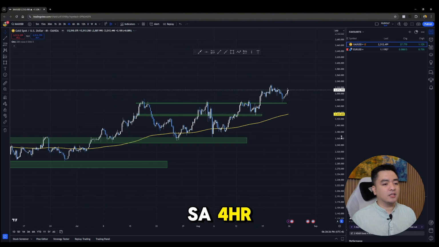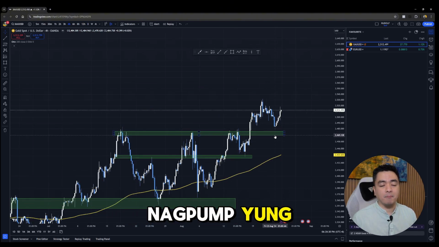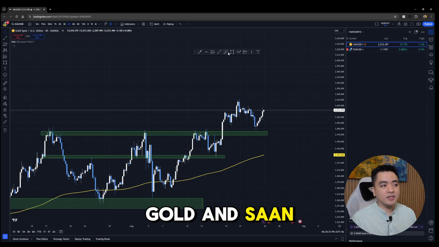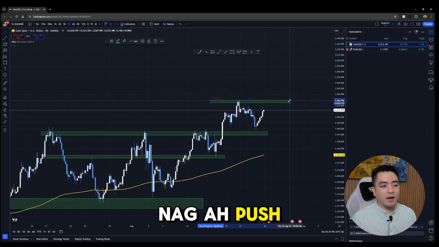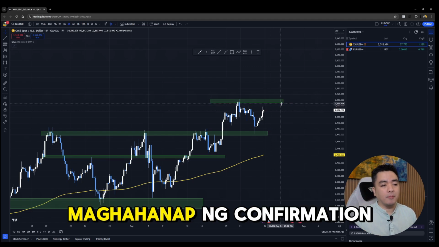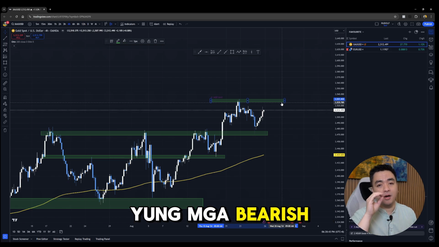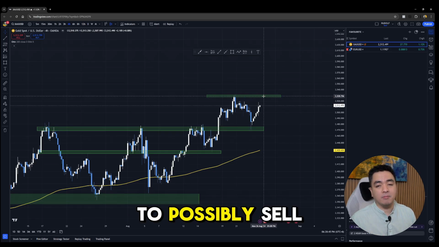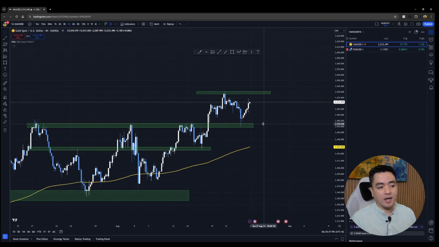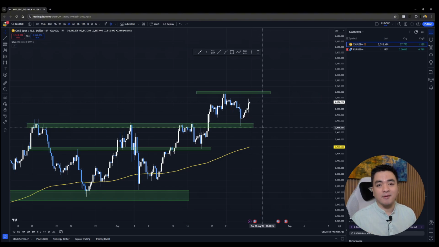So makikita natin sa 4 hours, dito nag-pump yung gold. And saan naman nag-push down is this area. So if you want to short gold, dito ka po maghahanap ng confirmation o candlestick formation, yung mga bearish engulfing natin, to possibly sell gold. At saan ka naman bibili? Of course, saan ba nagpakita ng interest yung mga buyers? Dito sa area na to.